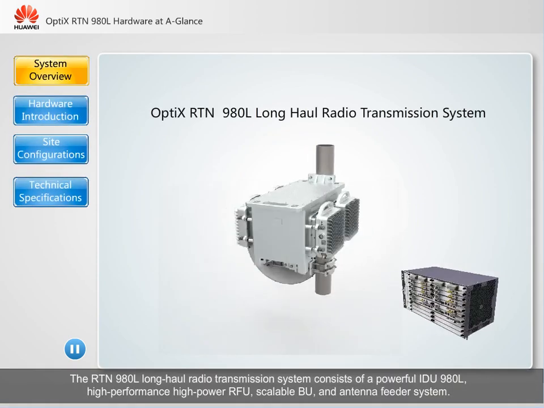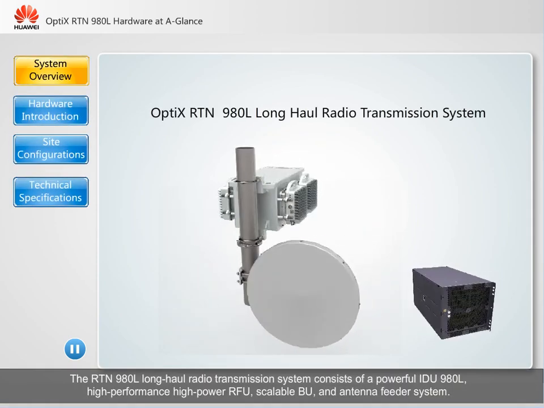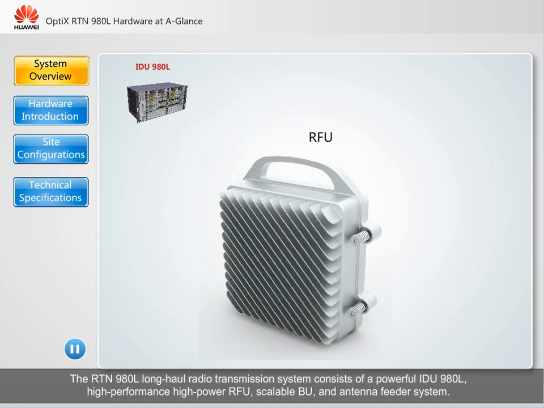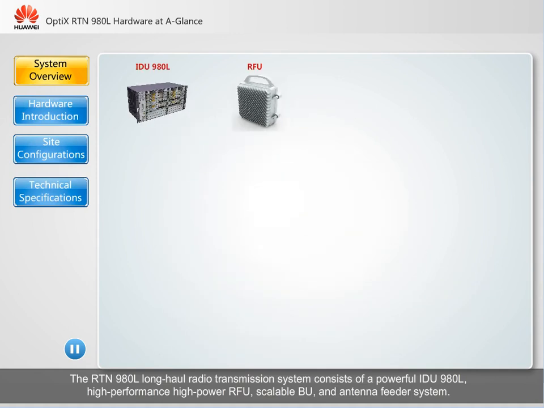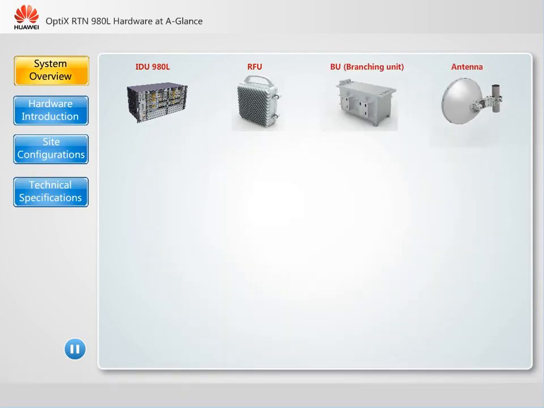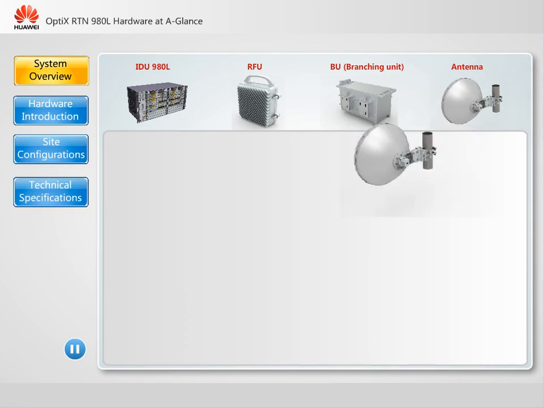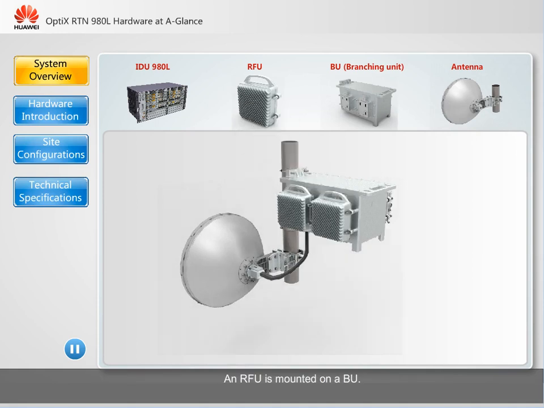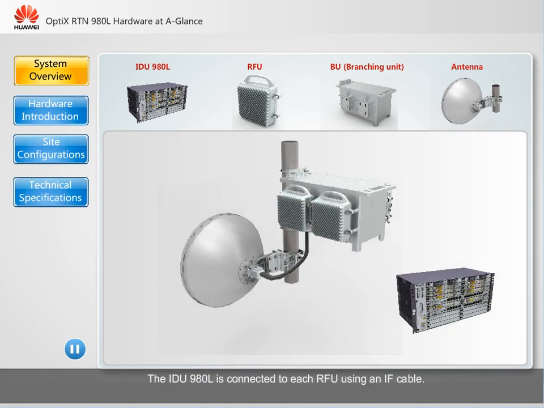The RTN 980L long-haul radio transmission system consists of a powerful IDU 980L, high-performance high-power RFU, scalable BU, and antenna feeder system. A BU is installed on a pole and uses a waveguide to connect to the antenna. An RFU is mounted on a BU. The IDU 980L is connected to each RFU using an IF cable.